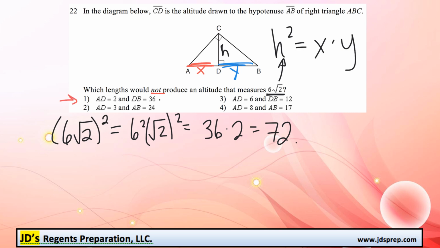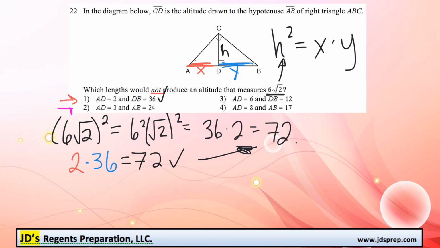This one says that the length of A to D is 2, and the length from D to B is 36. So that's our y value. Now you'll notice if we multiply those two numbers together, we do get 72, which is matching what we wanted. So that one does produce the correct altitude, which means it's not the correct answer for this problem.